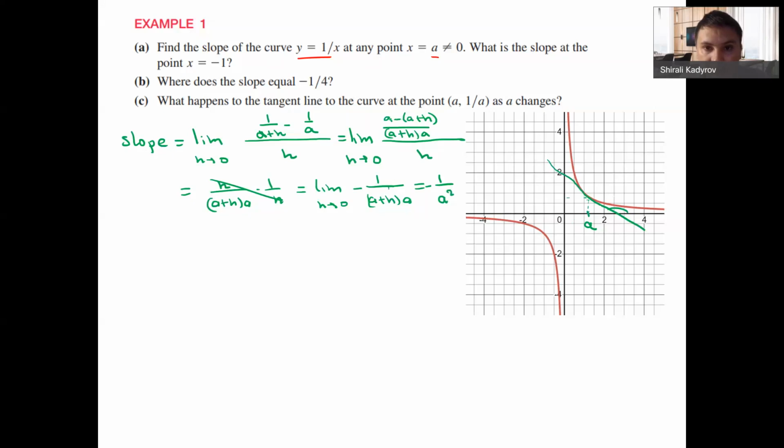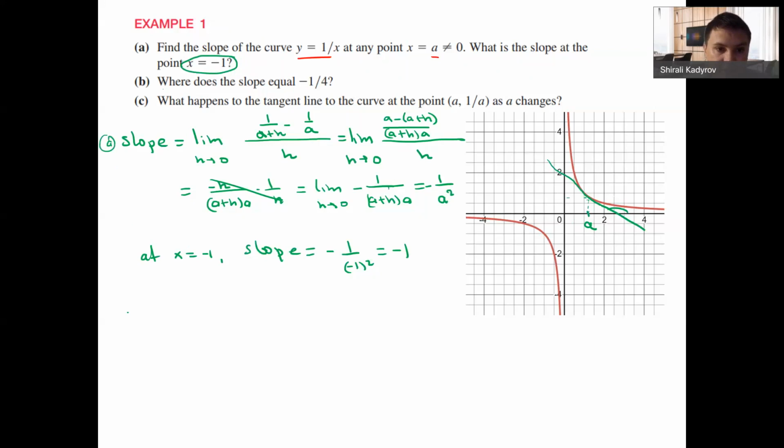You see here at the top, a minus h plus a plus h. So when a is cancelled, I get minus h here, right? So this must also be minus h. So it's minus. Now, if you want to calculate what happens at x equal to negative 1, the slope is, you simply let a equal to minus 1. So this is minus 1 squared, so this is negative 1. Okay, where does the slope equal minus 1 over 4? So this was a.